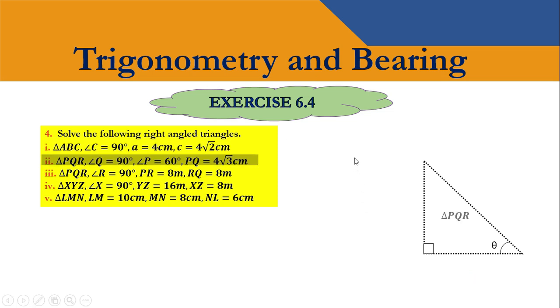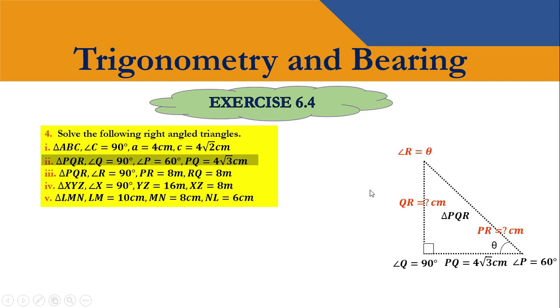Here the information given to us is angle Q, which is 90 degrees, and angle P, which is 60 degrees. So when they give you another angle, try to take that angle as a base angle. They have also given the length of the base PQ, which is equal to 4 under root 3 centimeters.